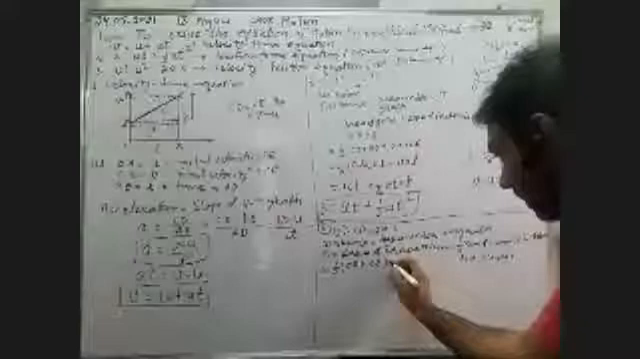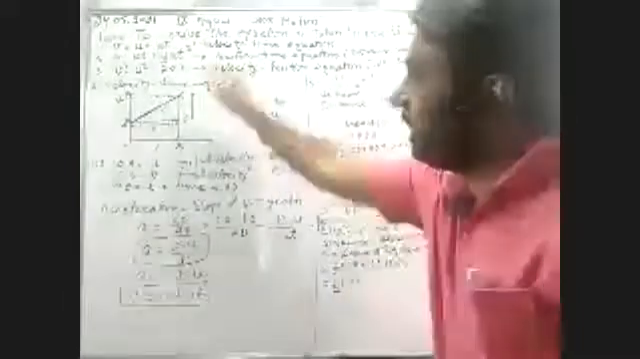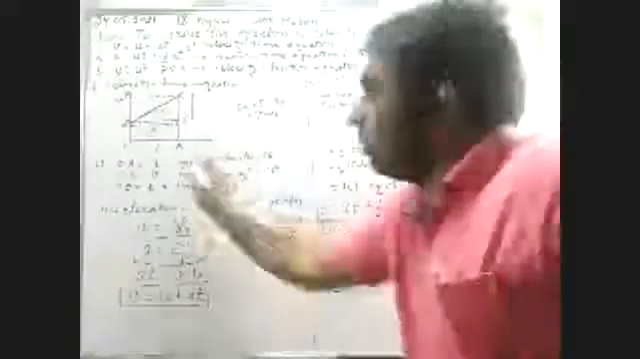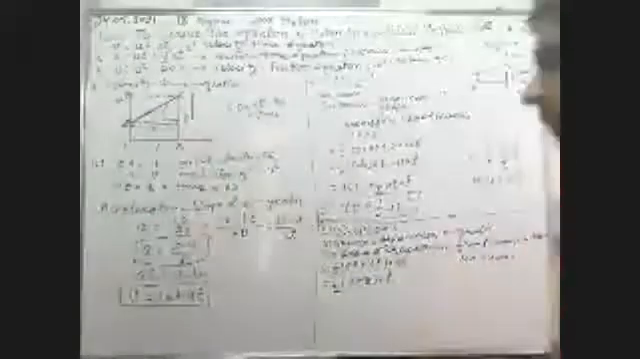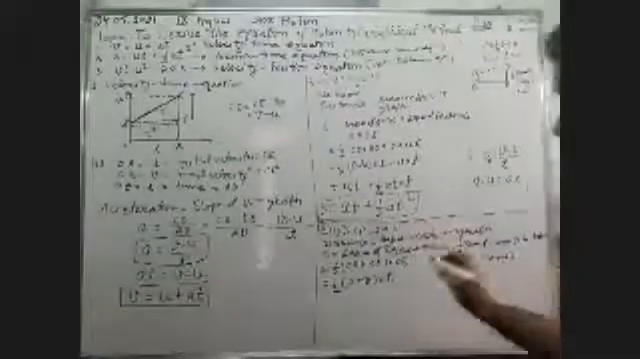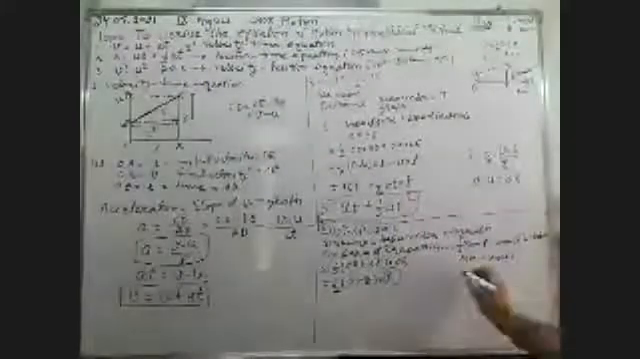So put all these values. 1 by 2. What is OA? U. What is CE? V. What is the perpendicular distance? OE. This is T. So students, to derive the third equation of motion, you have to change this T by using the same equation.